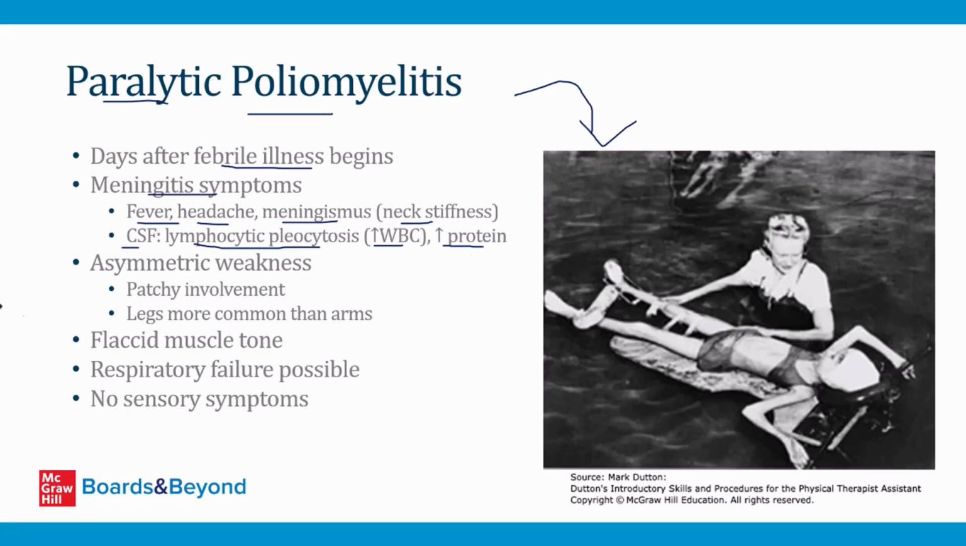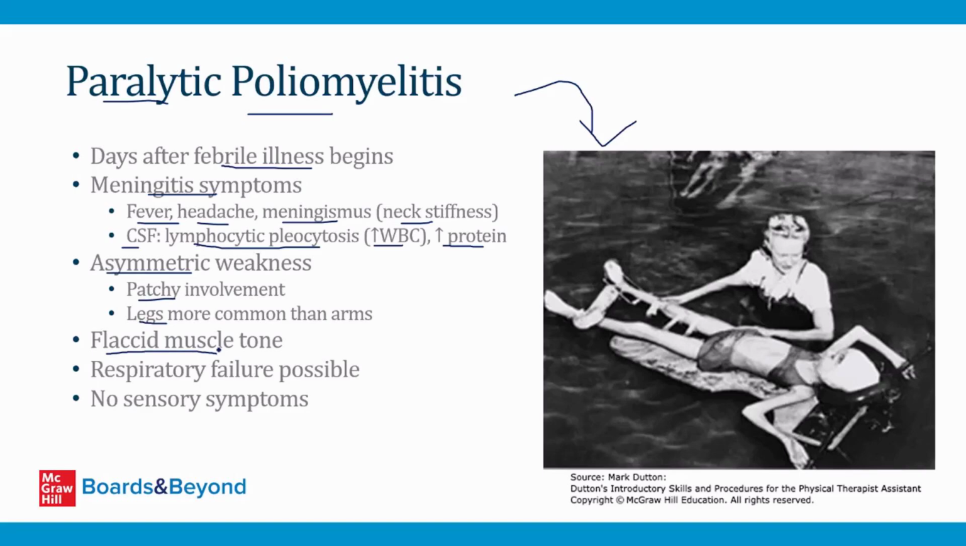Around this time, patients can also begin to develop what's known as asymmetric weakness. So poliovirus is famous for having patchy involvement of the spinal cord. So first of all, the legs are more commonly involved than the arms, and affected people often have one leg that's affected and another that's not. I've had a few patients over the years who were from the era before the polio vaccine existed, and they had polio, and some of them had lingering weakness of one leg but not the other, and that's because of the asymmetric weakness. On clinical exam, you'll see flaccid muscle tone and other findings that you would expect with a lower motor neuron lesion.